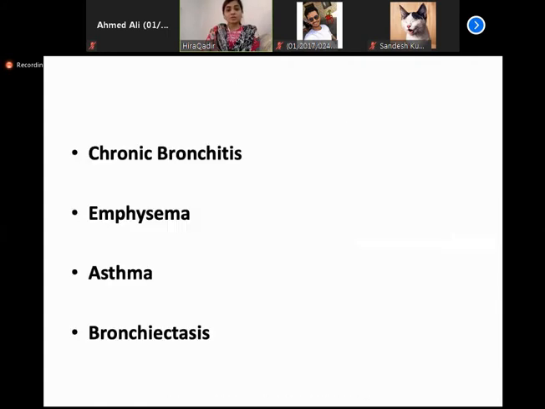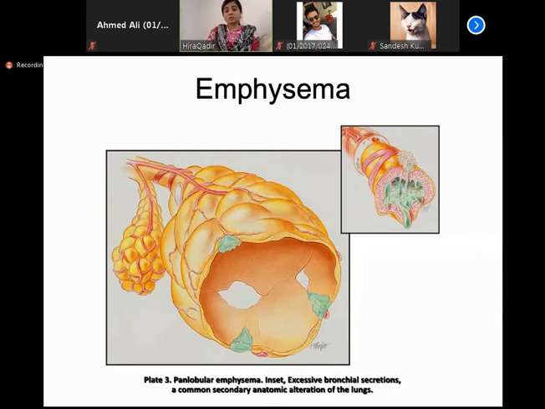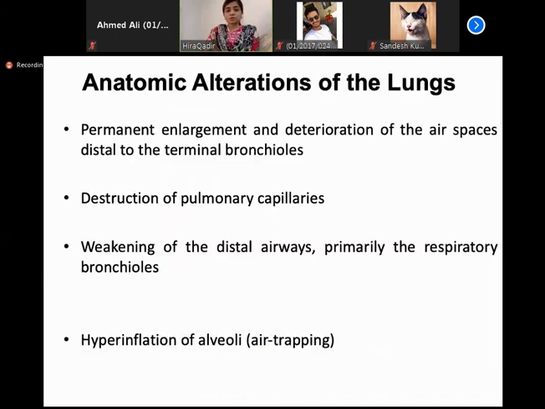Okay, what is emphysema? I will show the picture later. First, the definition: permanent enlargement and deterioration of the airways distal to the terminal bronchiole. In emphysema, there is permanent enlargement of the airway. So what happens? There is destruction of the alveolar wall, and whenever there is destruction of the alveolar wall, there is also destruction of the pulmonary capillary. So there is a decrease.